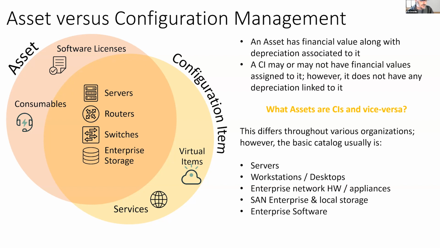And this slide sort of breaks out how it can be different throughout various organizations, but in general, all organizations have servers. They all have workstations and desktops. They all have enterprise network hardware and appliances. They all have SANs and storage and enterprise software, things like that.